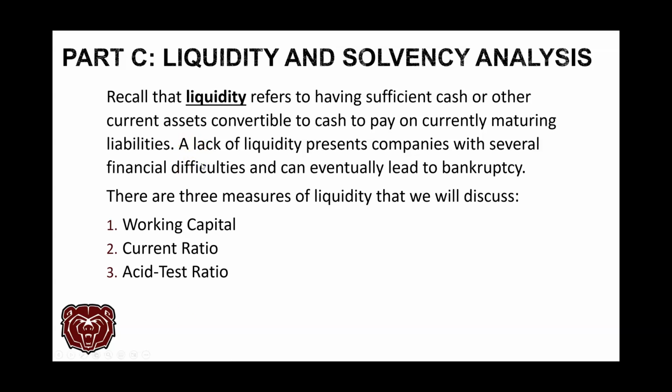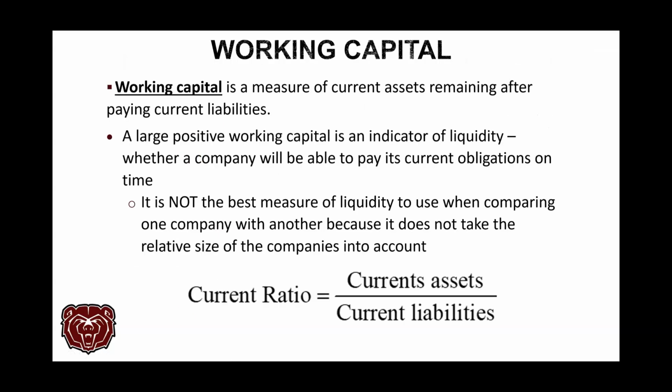Okay. So the first one is working capital. Working capital is pretty simple. It is essentially what is left of your assets after your liabilities are taken out. So it's current assets less your current liabilities. That gives you your working capital. So the larger your working capital is, the more positive it is. It's a good indicator of your liquidity, whether or not you're going to be able to pay current obligations on time.